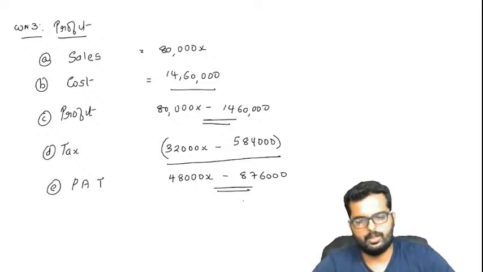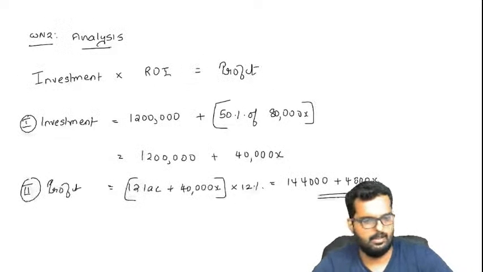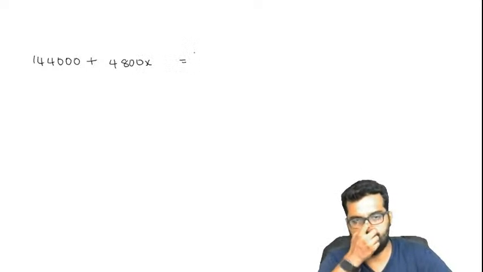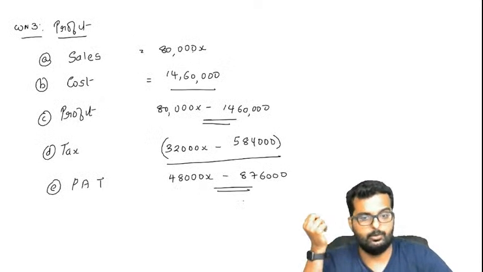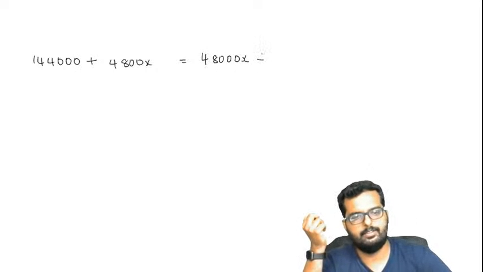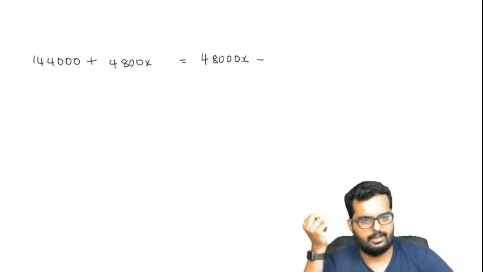Alright friends, so now we'll put the corrected equation. That would be 1,44,000 plus 4,800x. This should be equal to 48,000x minus 8,76,000.